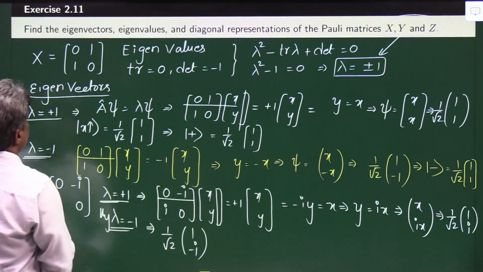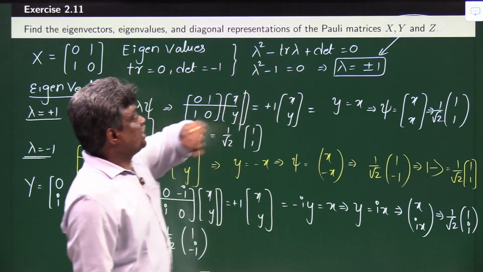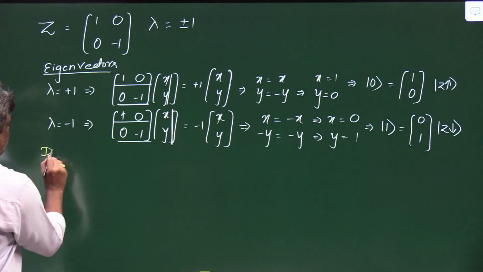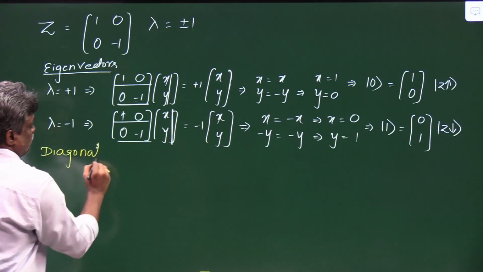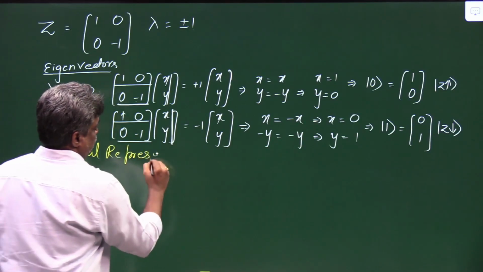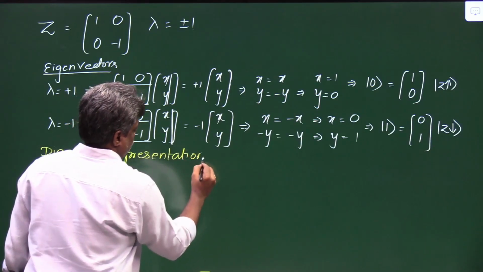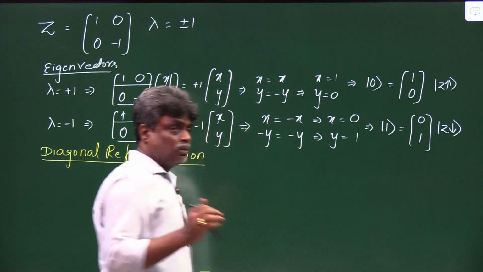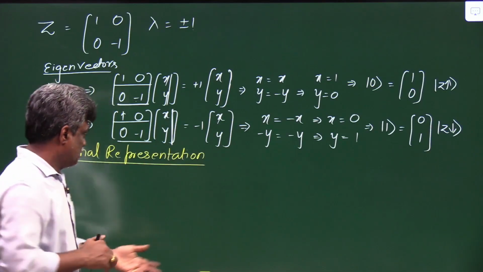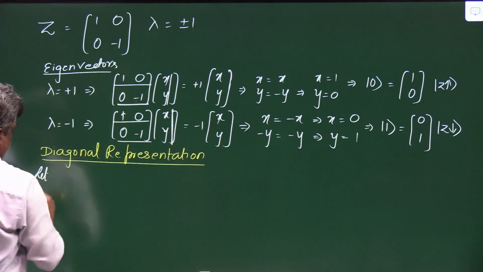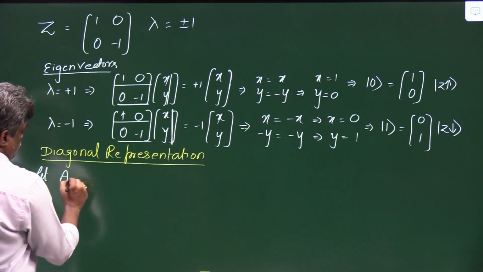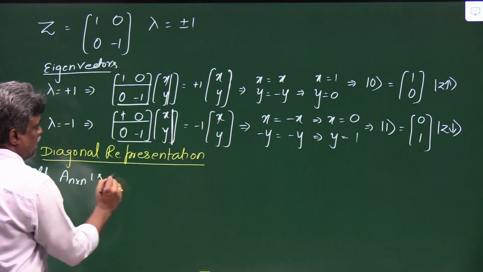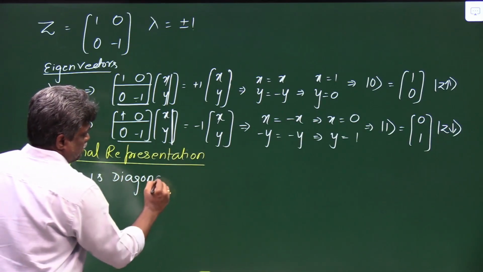And next he is asking one more thing, the diagonal representation of the Pauli matrices. So this is very crucial. Diagonal representation. So let us suppose a matrix is diagonalizable. This is possible only when the matrix can be diagonalized. Okay. So let A be a matrix, let us say 2 by 2 or anything of order n, and it is diagonalizable.